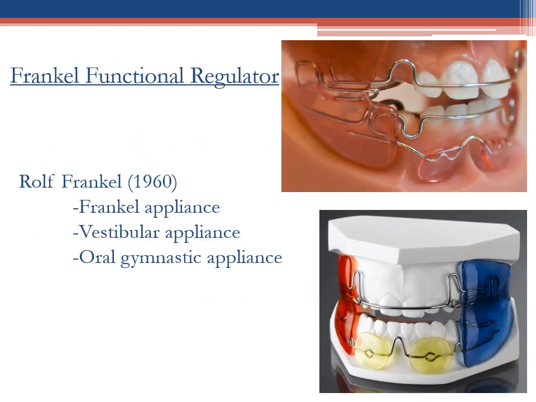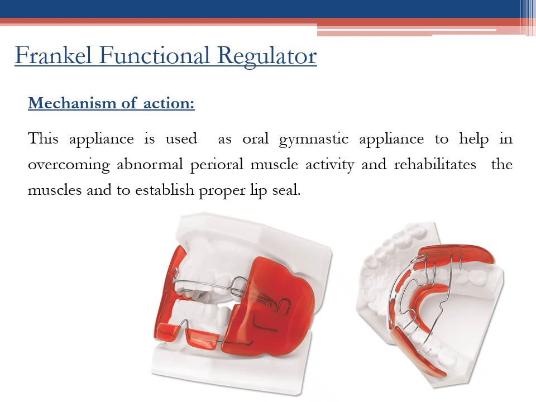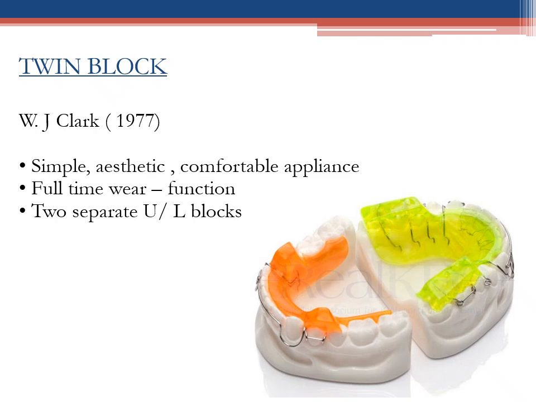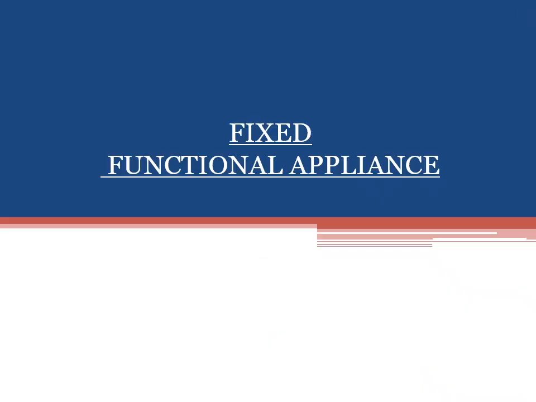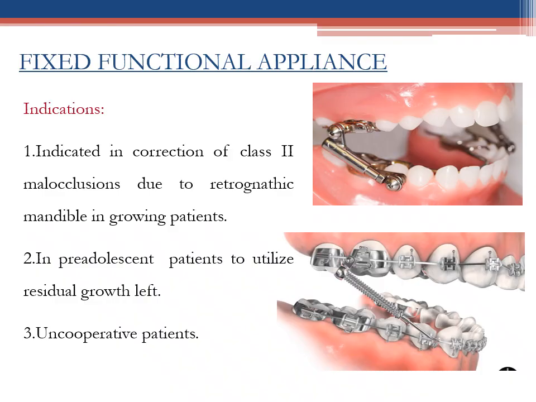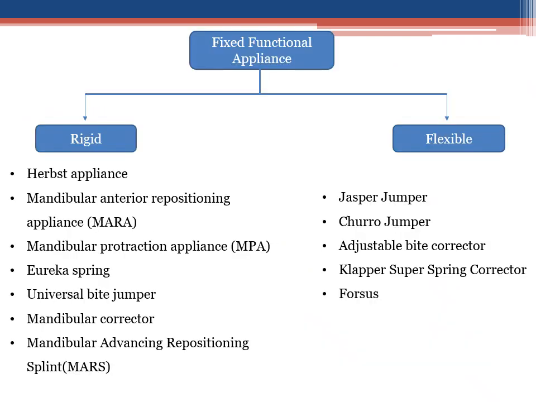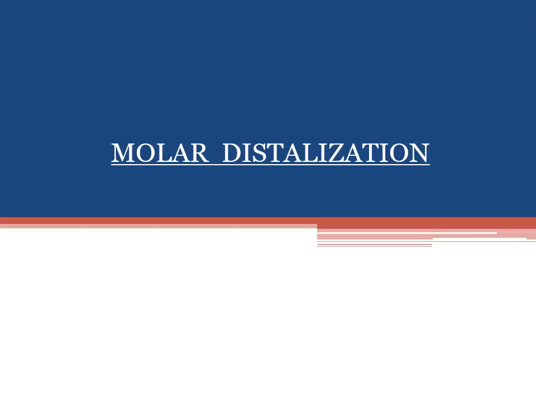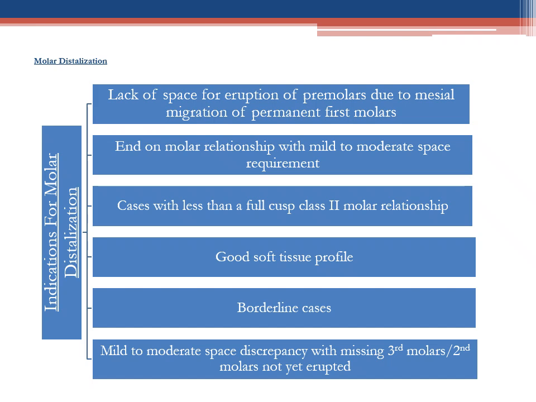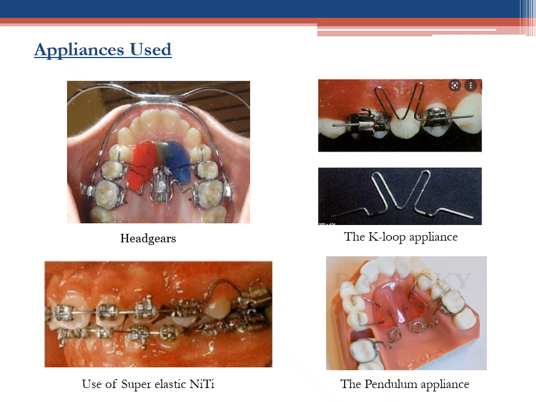Now the features will be, as we said earlier, a class 2 molar relationship, proclined incisors, a constricted maxillary arch, and a V-shaped arch. And usually we have extrusion of the lower incisors. This extrusion usually is so much that you may have a traumatic bite. That is, the lower incisors are going to impinge on the cingulum or even the palatal tissue of the upper arch.